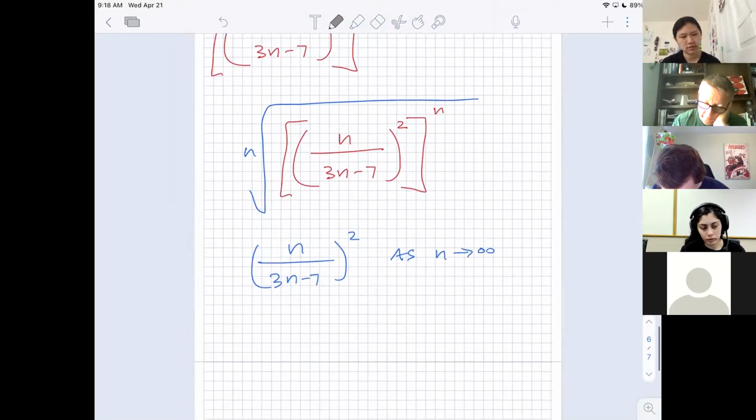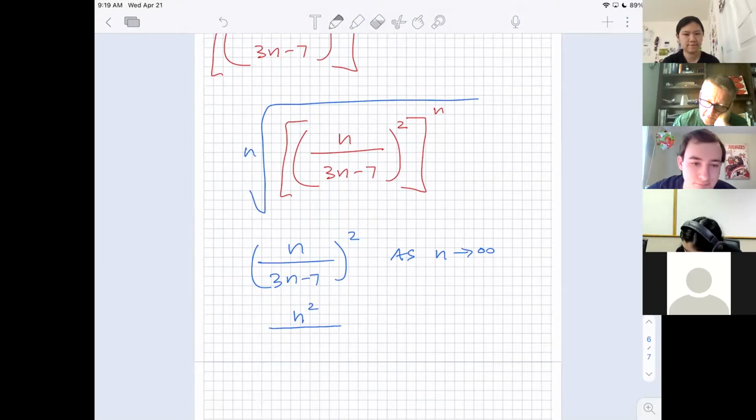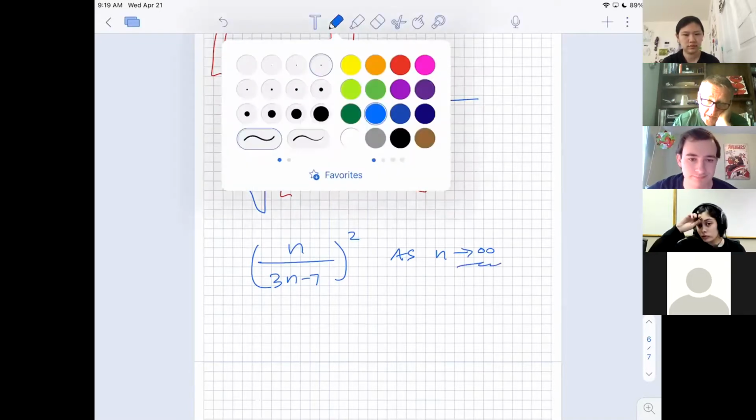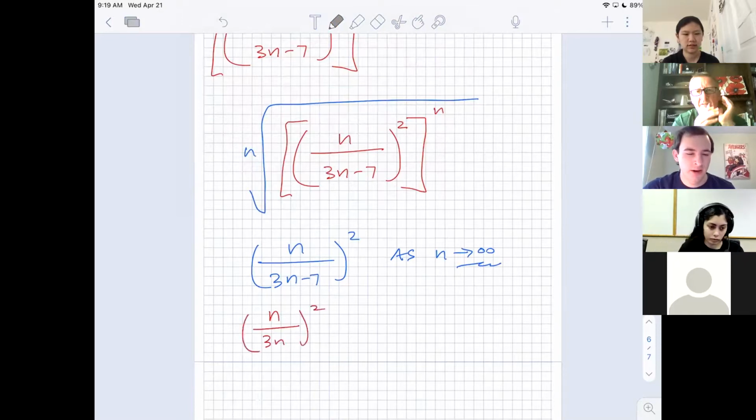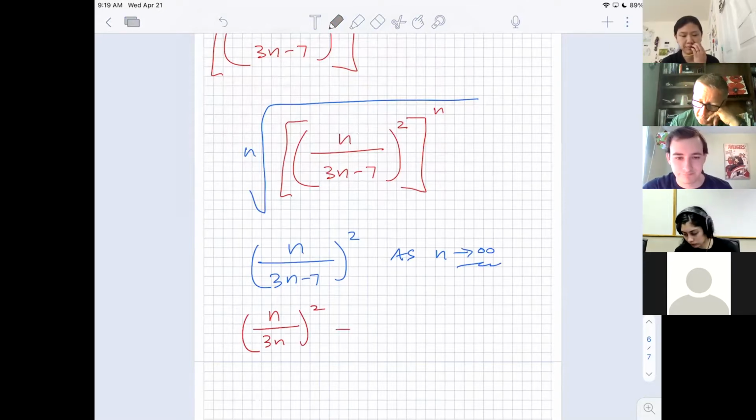Well, notice it's n squared over... I guess that's kind of a dumb way to analyze it. Notice as n goes to infinity, by the comparison test, it's conceptually the same thing as n over 3n. Does that make sense? Because the 7 doesn't really exist and the n's cancel. So you end up with 1/3 to the second power, which is actually 1/9.